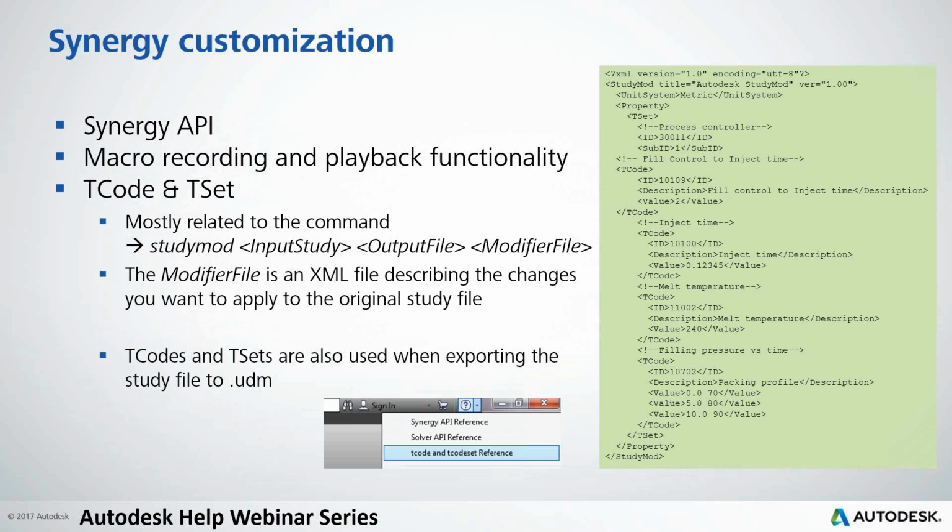Nevertheless, there is also a help. So if you go to the Synergy interface, on the top you have three references to this kind of customization: the Synergy API, the Solver API, and the T code and T code set reference. So there is a help file that you could search for different process settings, to find the corresponding T code that changes that value.